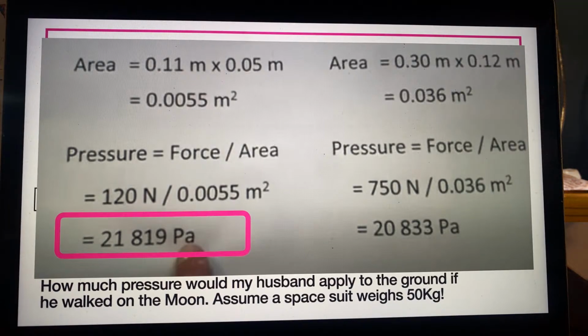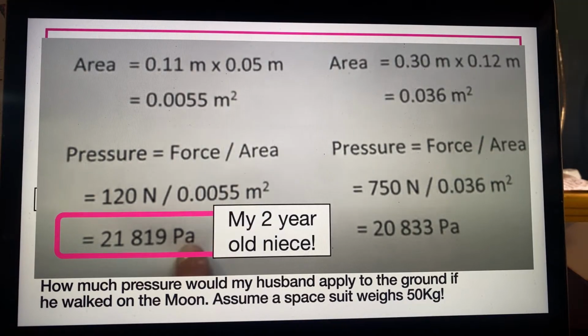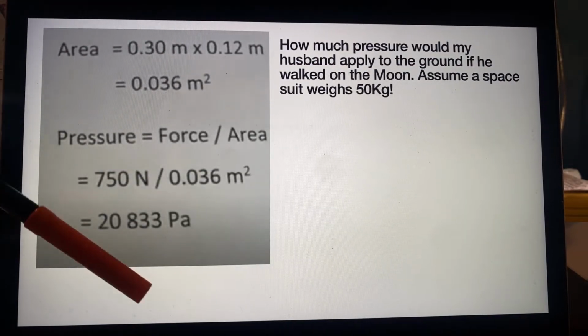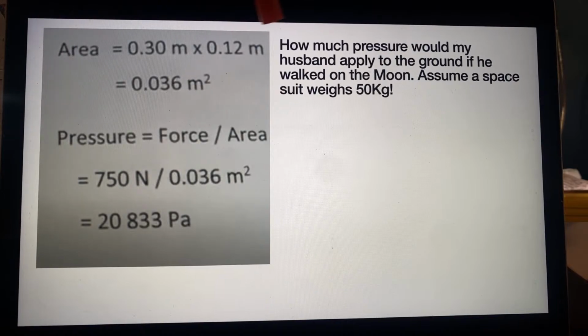And then I asked, and I deeply regretted this question, how much pressure would my husband apply to the ground if he walked on the moon? Assume a spacesuit weighs 50 kilograms. And I didn't give you any more information, so I guess we also had to assume that his feet stayed the same size. Yeah, he's got one of those cool special spacesuits where you just sort of strap it on over your trainers, okay?